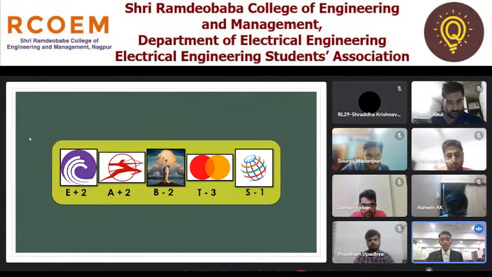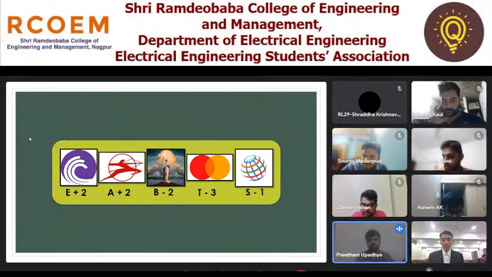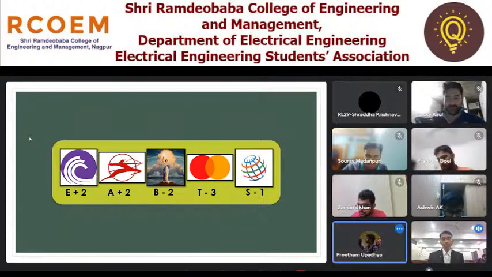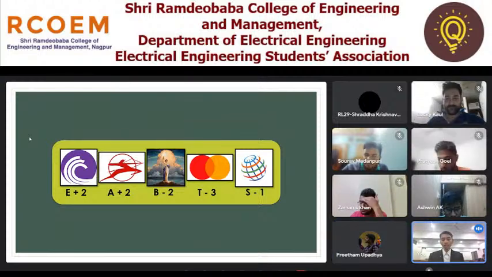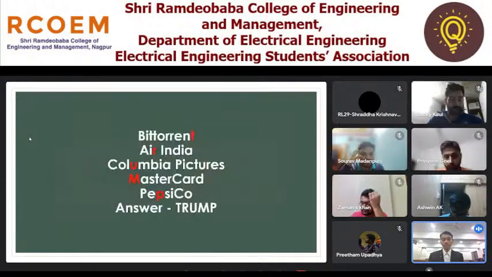Okay, we have Pritham Upadhyay on the buzzer. Yes, Pritham. I'll say Trump. Okay, and how do you get that? Air India, that's Columbia, Mastercard, PepsiCo. Yeah, so that's the right answer. So we have plus 15 to Pritham. So that was BitTorrent, Air India, Columbia Pictures, Mastercard, and PepsiCo. So Trump being the overall answer.